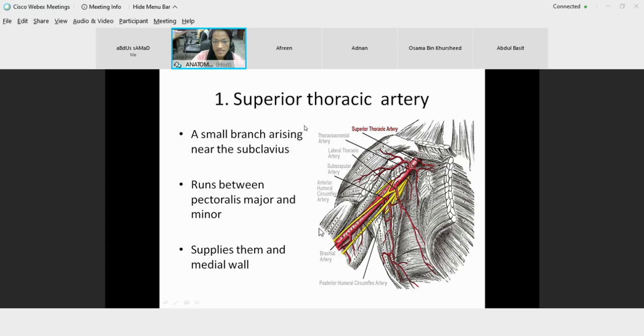Now coming to each branch. From the first part, I have already said, the superior thoracic artery. Here you can see this branch, the superior thoracic artery, arising from the first part near the subclavius muscle. It runs between the pectoralis major and minor muscles. So the superior thoracic artery supplies the pectoralis major and minor muscles and also the medial wall of the axilla.